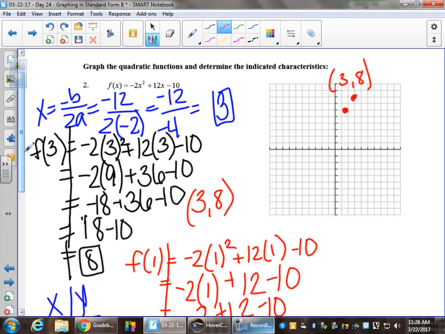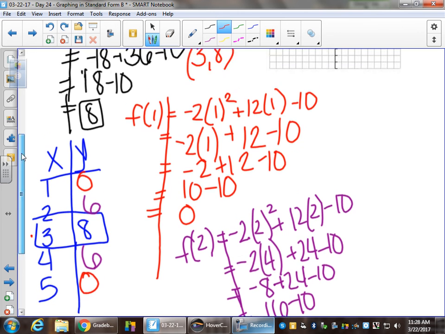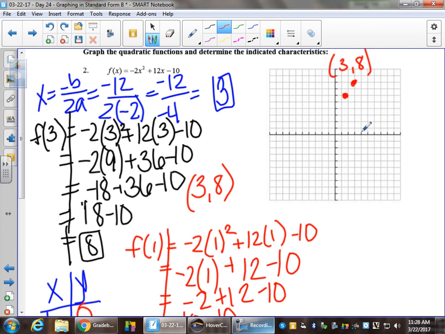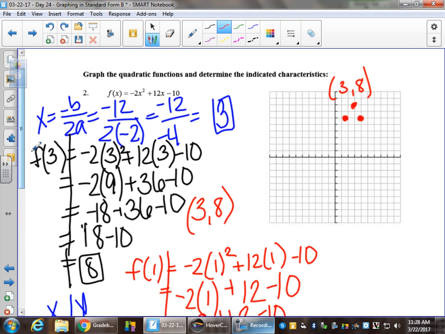Yep. Marie, what am I going to plot now? You're going to go right 4, up 6. Okay. David, just right 1. Perfect. And then you're going to go right 5. Does this form the shape that we want? Yes.